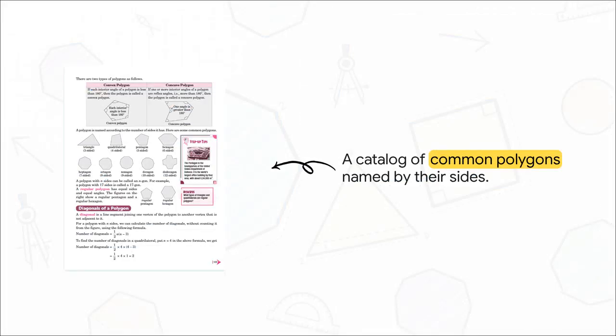From there, we just name them by their sides. It's our standard catalog, from the 3-sided triangle and 4-sided quadrilateral all the way up through pentagons, hexagons, and beyond. If a polygon has n sides, we simply call it an n-gon. So a 17-sided shape, that's a 17-gon. Simple as that. Oh, and if you hear the term regular polygon, think of it as the ultimate perfectionist. Every single side is the exact same length, and every internal angle is exactly the same.